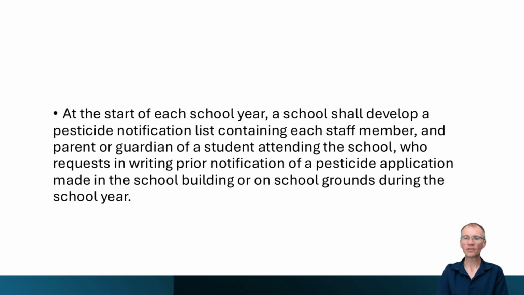At the start of each school year, a school shall develop a pesticide notification list containing each staff member, and parent or guardian of a student attending the school who request in writing prior notification of a pesticide application made in the school building or on school grounds during the school year.